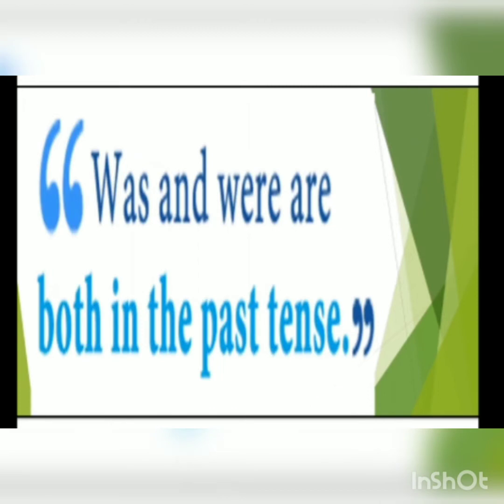Okay children, so first of all let's read this. Was and were are both in the past tense. So first let's understand what this word past means. Past means, children, anything which is already over.